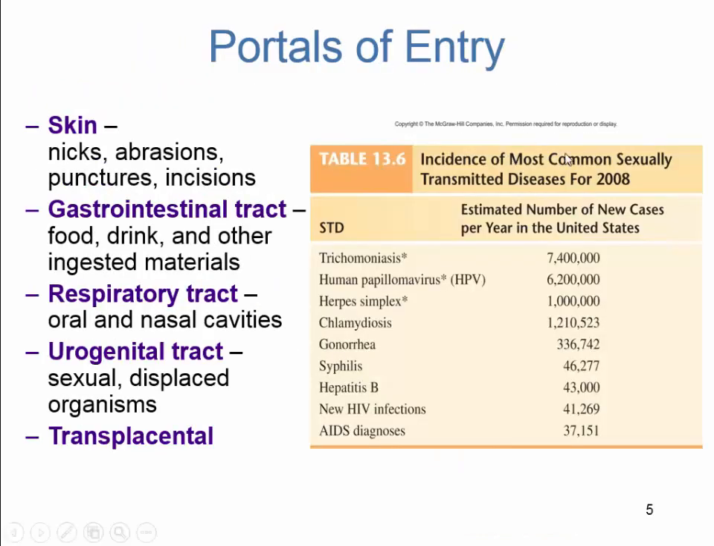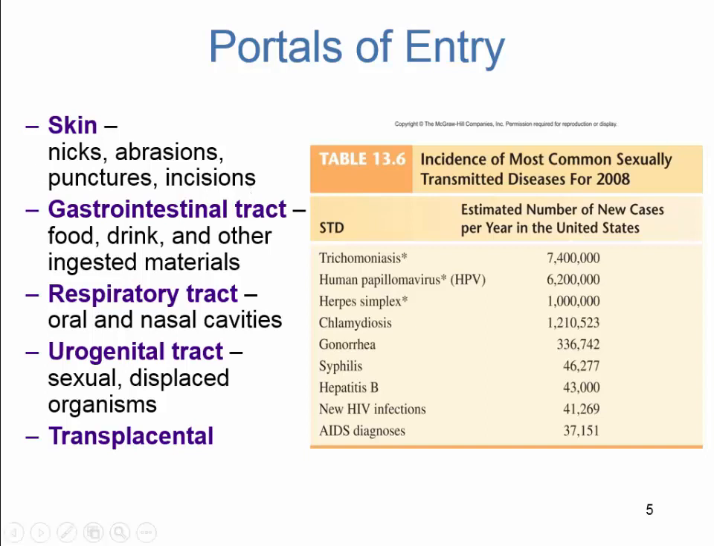So the portals of entry that we will discuss, of course, skin. Our skin is a first line of defense. It is a continuous barrier, but when we have nicks, abrasions, and things like that, we now have an opportunity for other microbes to get in, which is why, if we have a cut or a scratch, we immediately flush that tissue out. We treat it and cover it with a Band-Aid or necessary ointments if we feel that it is at bacterial risk.